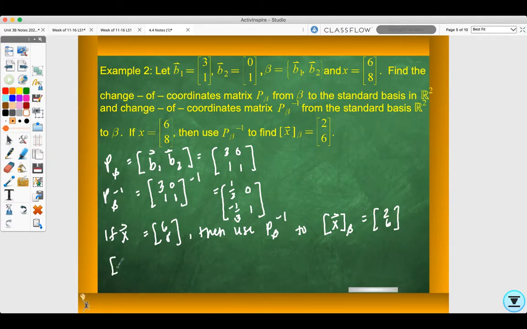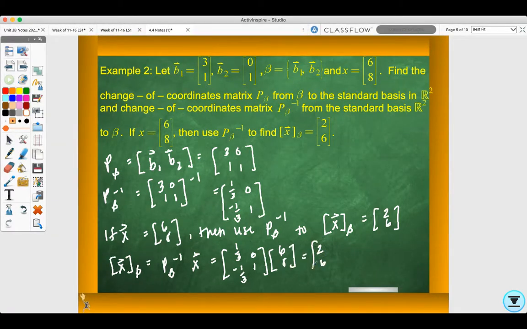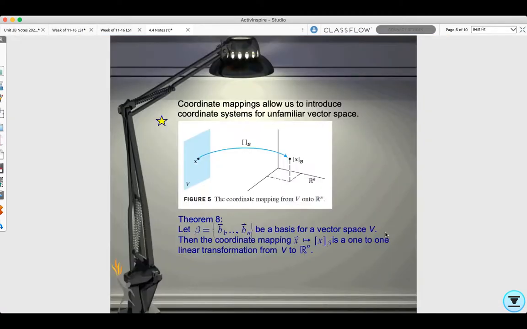So to do that, my B coordinate vector of X would be the inverse times vector X, which would be 1/3, negative 1/3, 0, 1, times 6, 8. And when you multiply this, you do get 2, 6. And that's how we would find my coordinate vector of X relative to B, or my B coordinate vector of X. Coordinate mappings allow us to introduce coordinate systems for unfamiliar vector spaces.